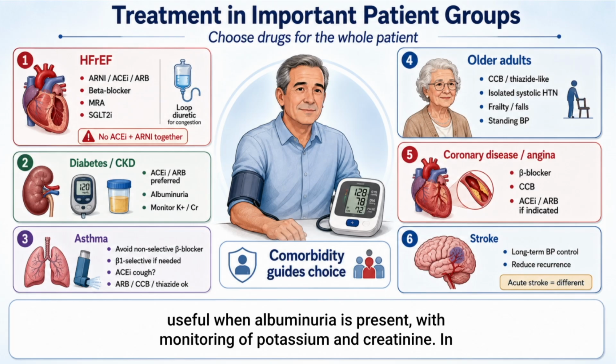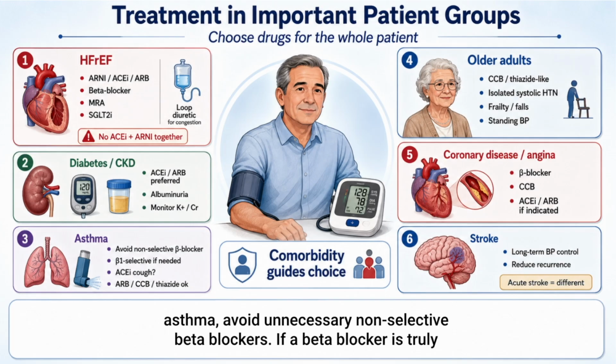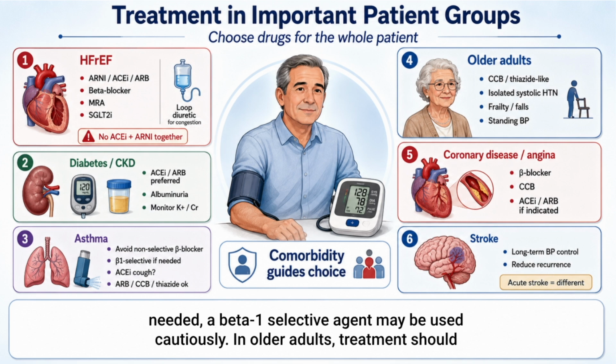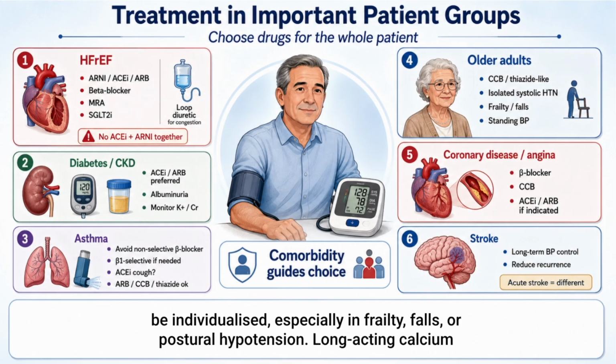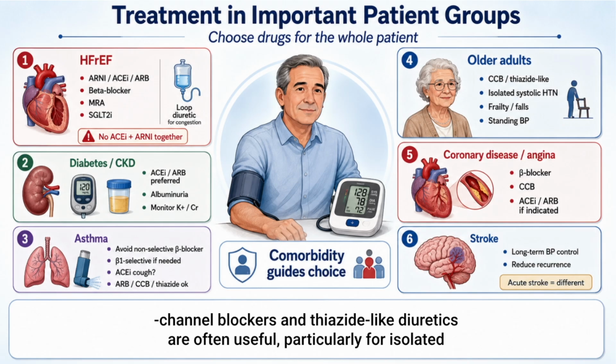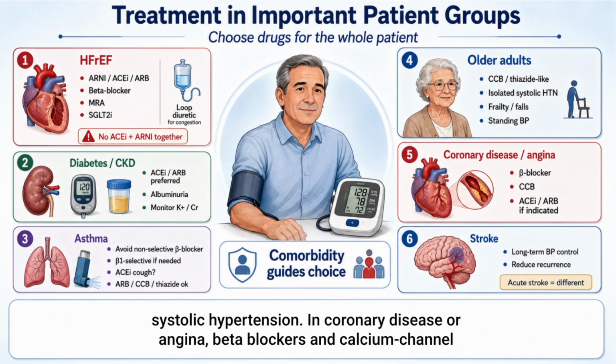of potassium and creatinine. In asthma, avoid unnecessary non-selective beta blockers. If a beta blocker is truly needed, a beta-1 selective agent may be used cautiously. In older adults, treatment should be individualized, especially in frailty, falls, or postural hypertension. Long-acting calcium channel blockers and thiazide-like diuretics are often useful, particularly for isolated systolic hypertension.